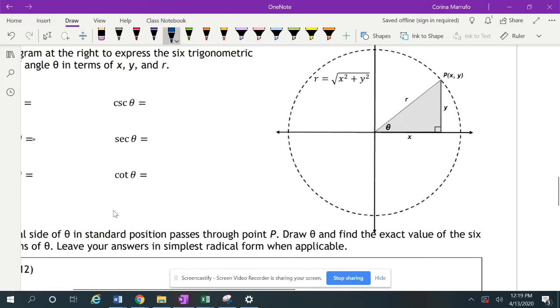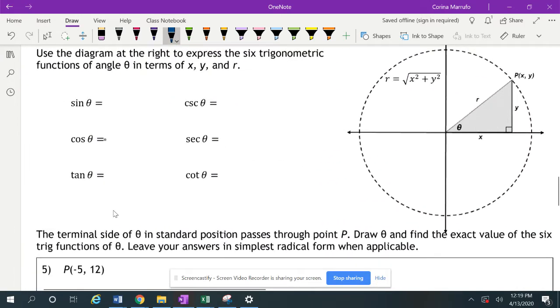All right, so we're going to go into the second part of our trig functions. We're still going to be working with all 6 trig functions: sine and its reciprocal cosecant, cosine and its reciprocal secant, and tangent and its reciprocal cotangent. Okay, so what we do is we take these triangles and put them on the coordinate plane.